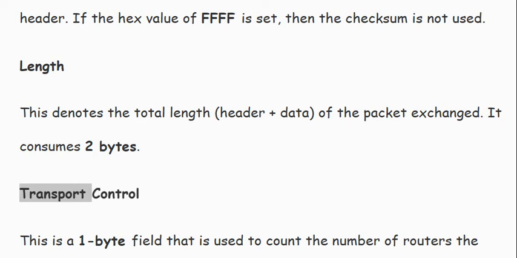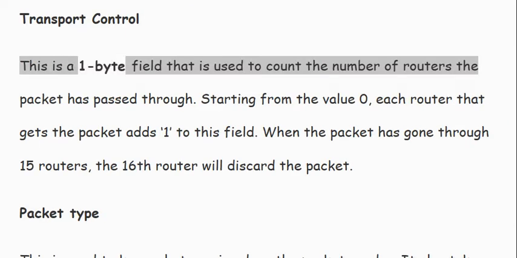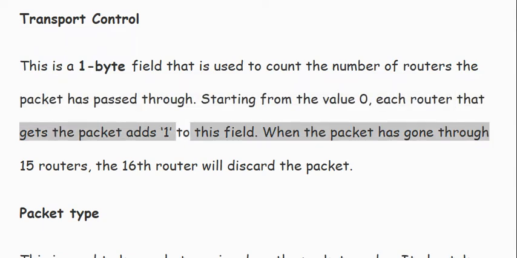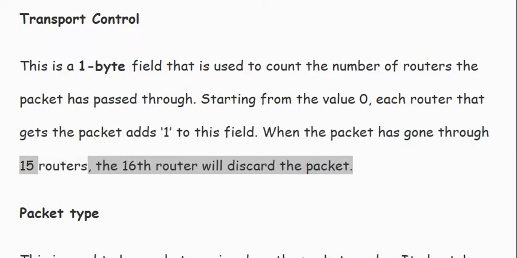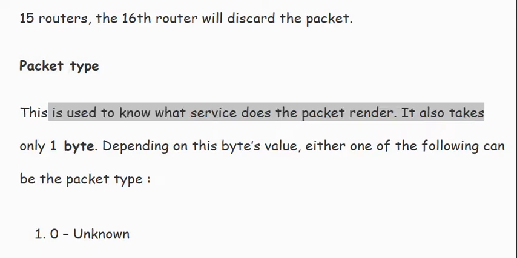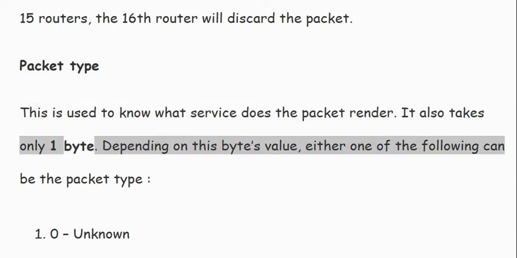Transport control. This is a 1-byte field that is used to count the number of routers the packet has passed through. Starting from the value 0, each router that gets the packet adds 1 to this field. When the packet has gone through 15 routers, the 16th router will discard the packet. Packet type. This is used to know what service the packet renders. It also takes only 1 byte.